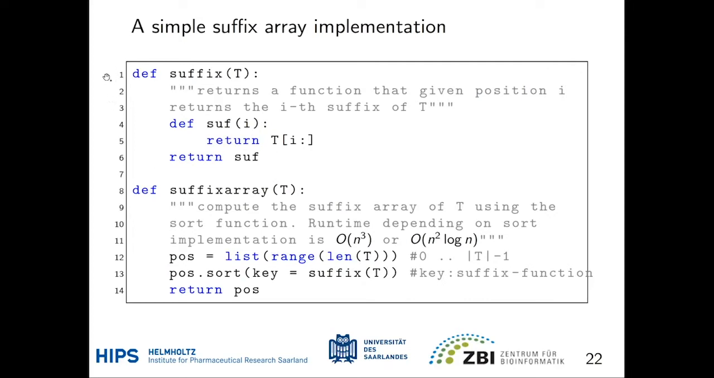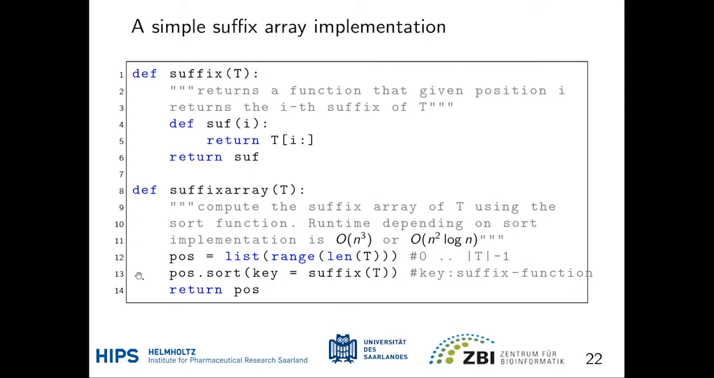Here we first define a function that returns a function that in turn returns the suffix starting at position i if it is passed the position i as an argument. You can do this in Python because in Python functions are treated as first-class citizens. So you can define a function that will return a function. And we need to do this to use this function as a key for sorting.